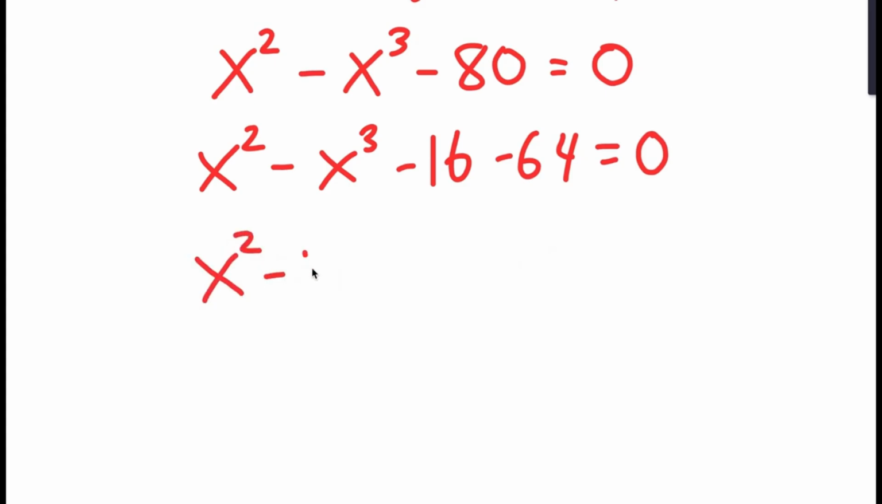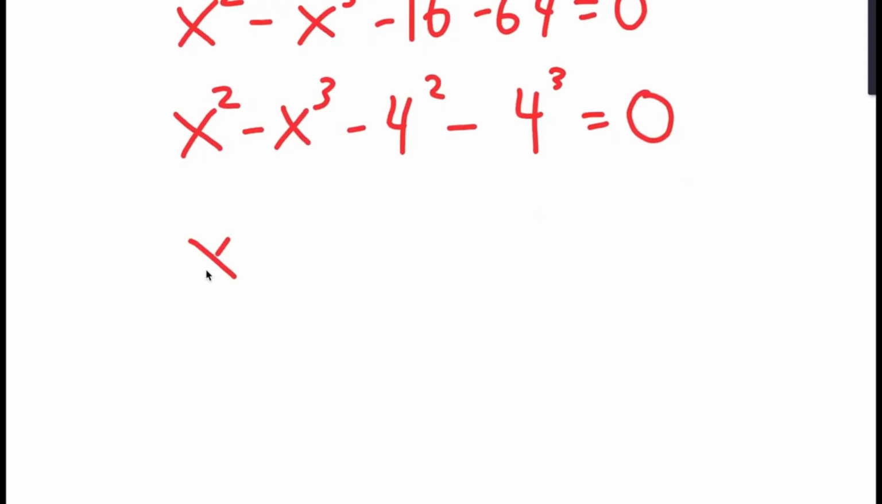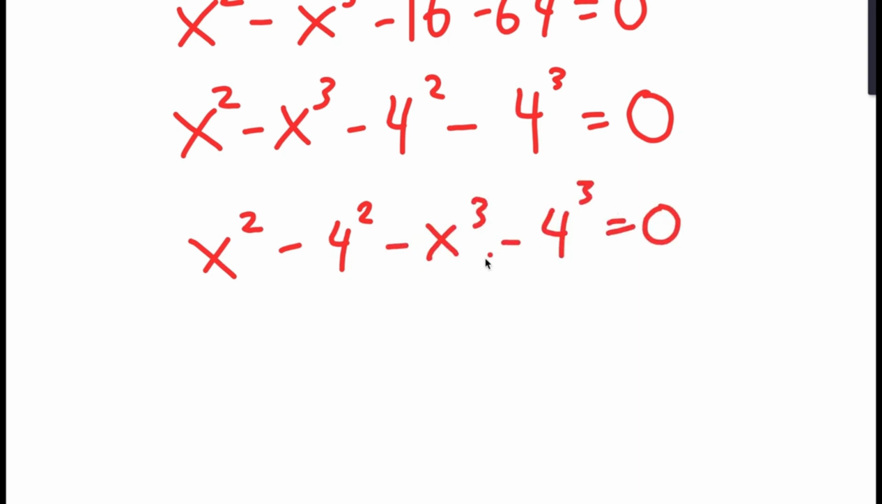Now, I'm going to rewrite this. I'm going to first rewrite negative 16 as negative 4 squared, and negative 64 as negative 4 to the power of 3. And I'm going to group x squared with negative 4 squared, and x to the power of 3 with negative 4 to the power of 3. So now there's two properties that I'm going to use.